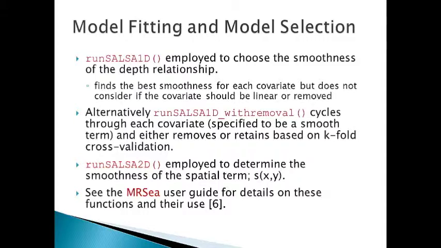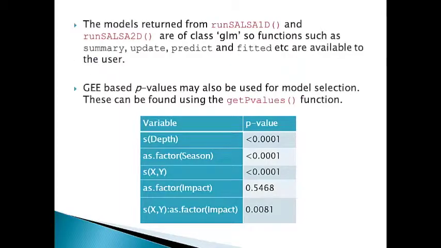The models that are returned are of class GLM, which means you can use all of the familiar things, if you're familiar with R, like summary, update, predict, fitted, residuals, etc. They're all available. The p-values, now you have to use GEE-based p-values because you need to account for the correlation in your data. So this is just an example of a table. Obviously, it would come out looking like R, not looking like nice PowerPoint, but this is the kind of table that you'll get out, and these are GEE-based p-values, so you're accounting for the correlation in your data.